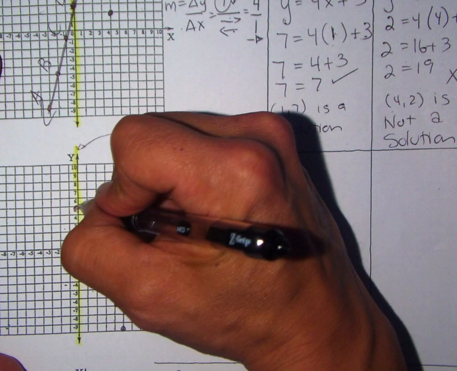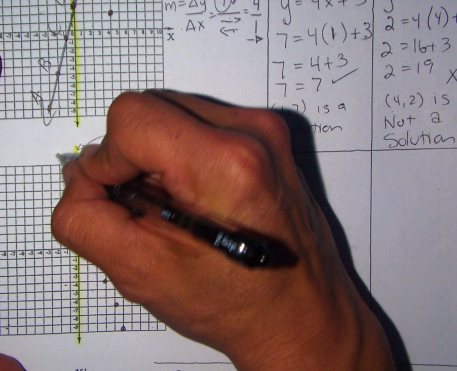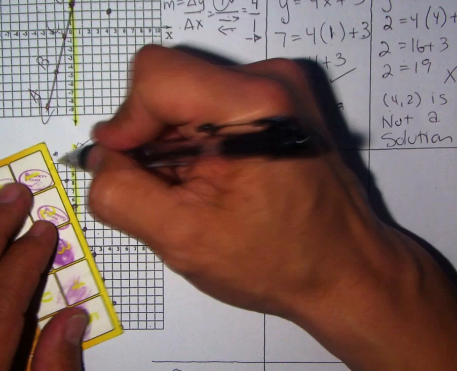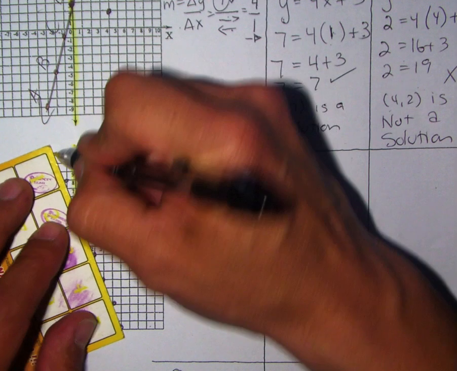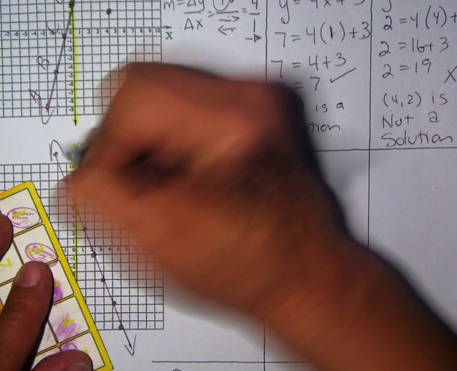Now I got to do the other side. 1, 2, 3, 1. Up, 2. And there you go. Go ahead and fill it in. Connect the dots. Extend it with the arrow.